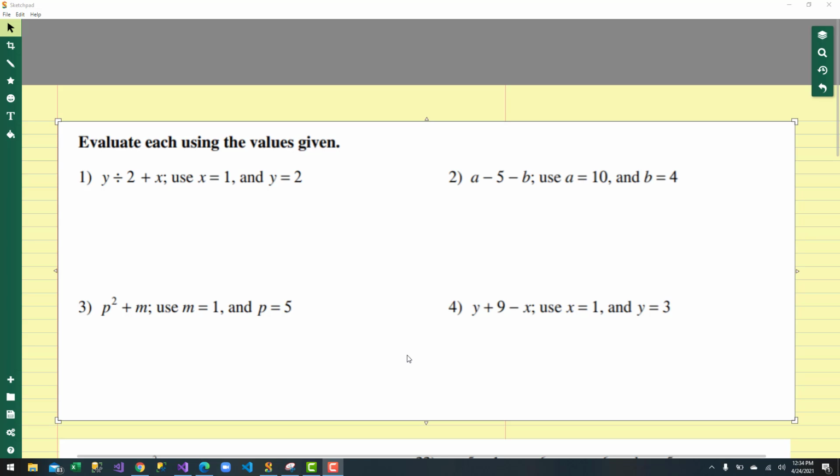Today we're going to be talking about evaluating expressions. Okay, very similar to PEMDAS, but we first substitute the variables with the right values and then solve the equation.